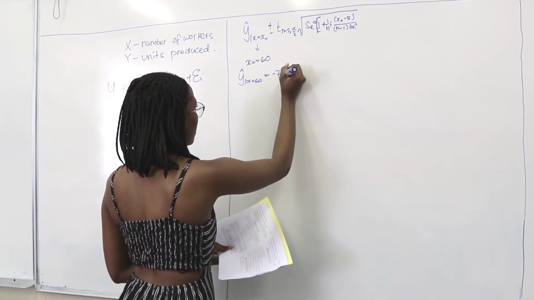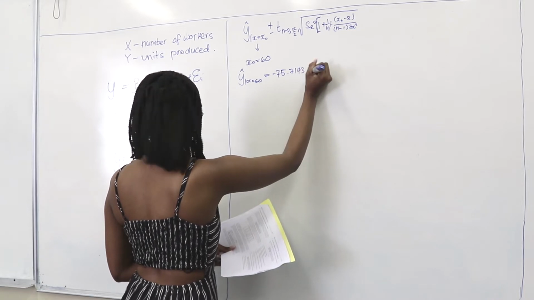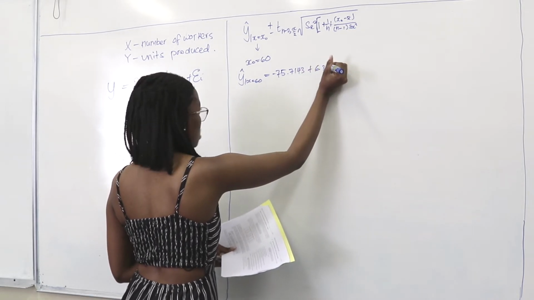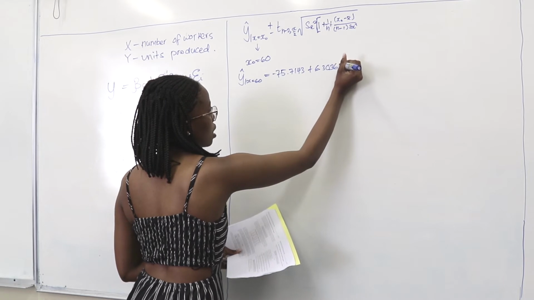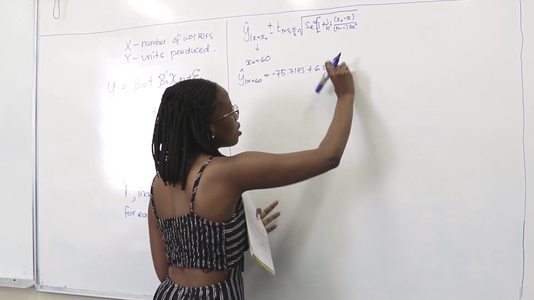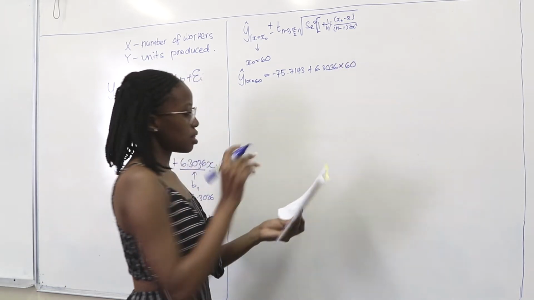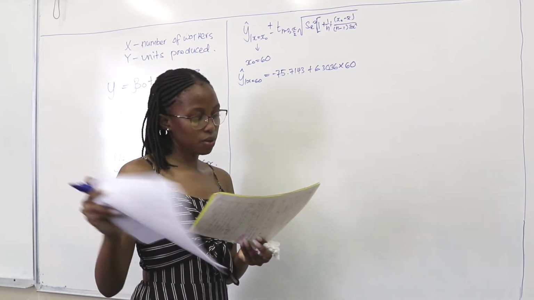negative 75.7143 plus 6.3036x. Sorry, our x is now 60. So we're going to multiply this by 60. And then can someone please punch that in and tell me what they get?